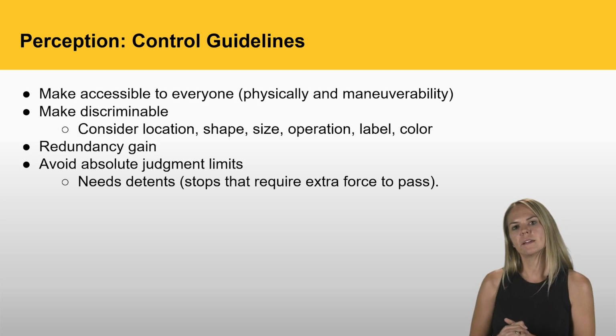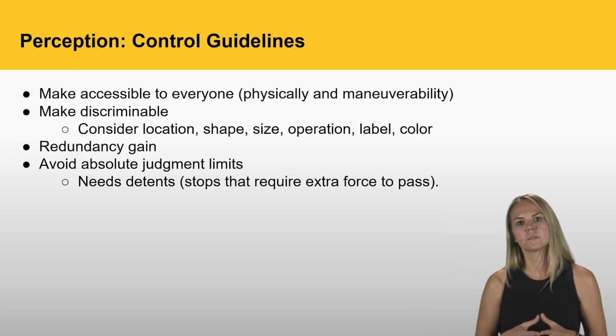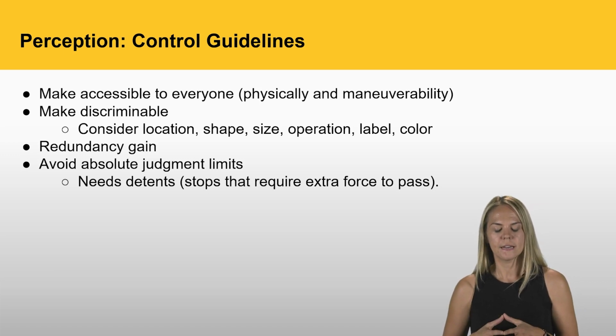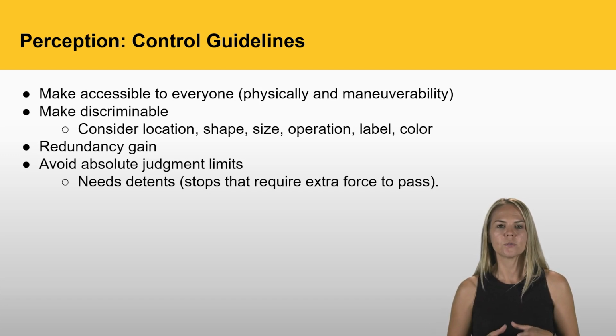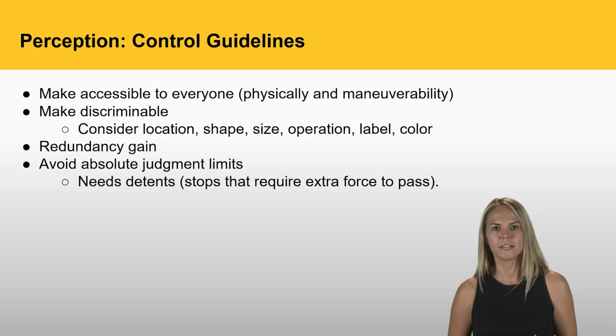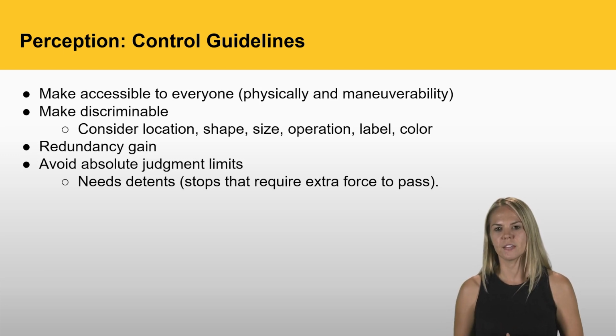Also, you want to make sure perceptually that you're avoiding absolute judgment limits, where you're not asking someone to be super specific in how they're judging what it is that they're controlling. An absolute judgment would be like, what's the exact temperature of this room right now? They're not doing those types of things when they're trying to perceive the control, so we're avoiding anything that they would have to be precise at.